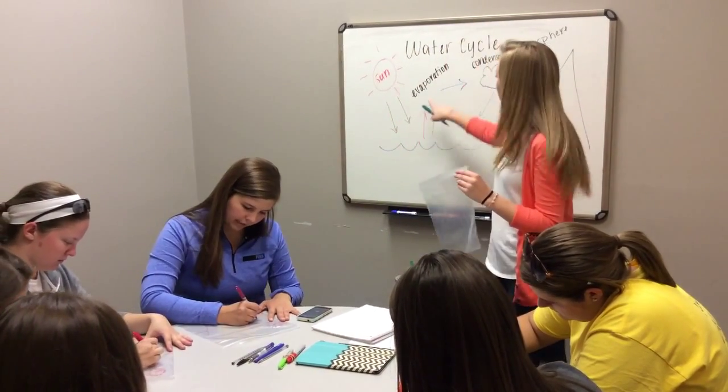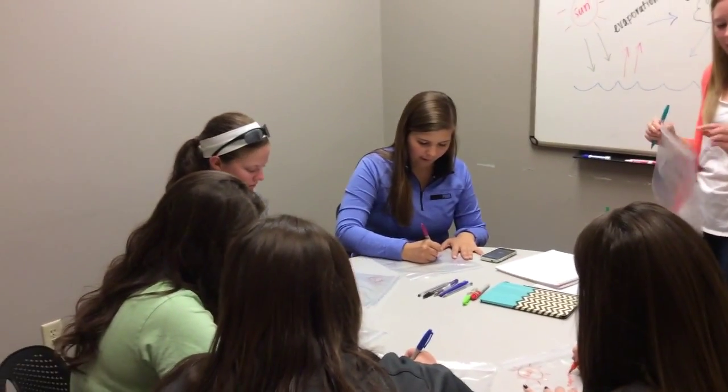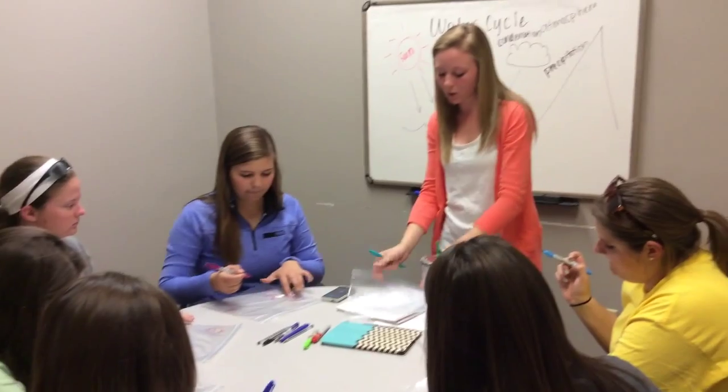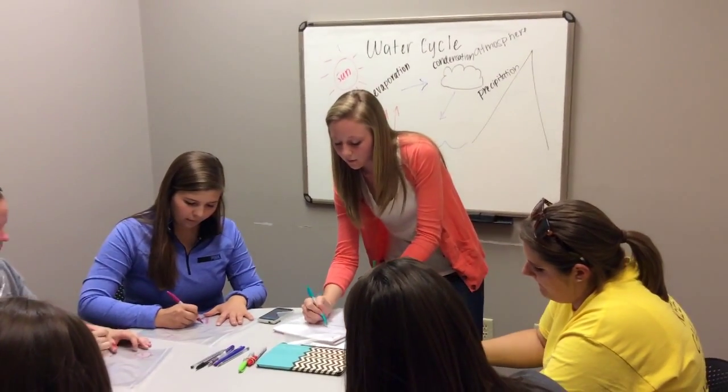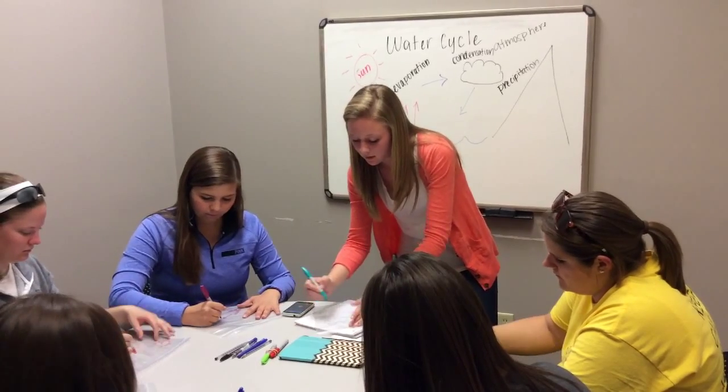If you don't know how to spell it, it's right up here. And then we're going to draw arrows showing the water vapor cooling and forming a cloud. And what is this step called? Condensation. Correct. Good job.